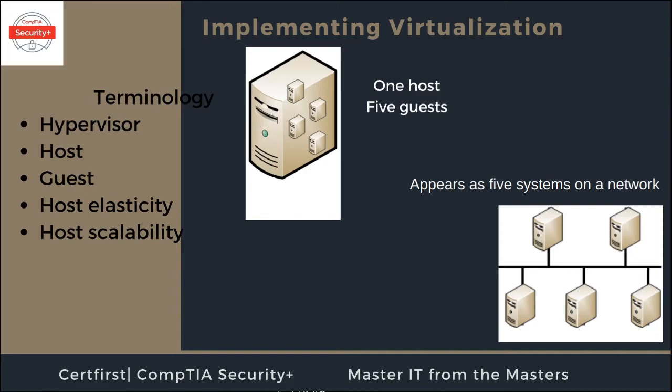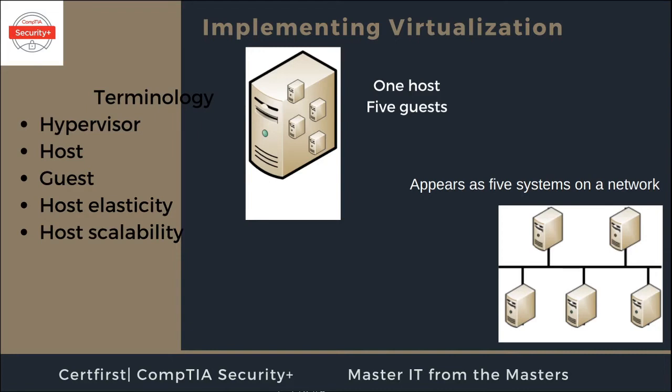So the first term we want to get here is hypervisor. Well, what is a hypervisor? A hypervisor is some type of software that controls the system. We'll talk in more detail about the different types of hypervisors in a minute. But first, the hypervisor is kind of the controlling factor for virtual machines. The host, or host OS, is the machine that's hosting the VM. That could be a Windows machine, a Linux machine, a Mac machine. And then we have the guest operating system. That is the operating system that is running on that host.